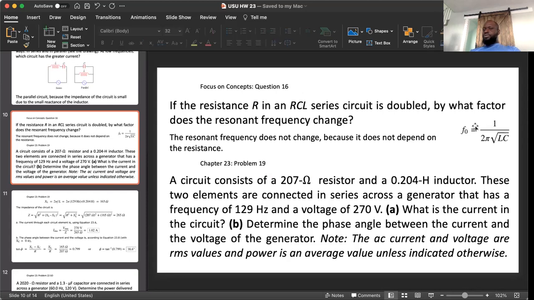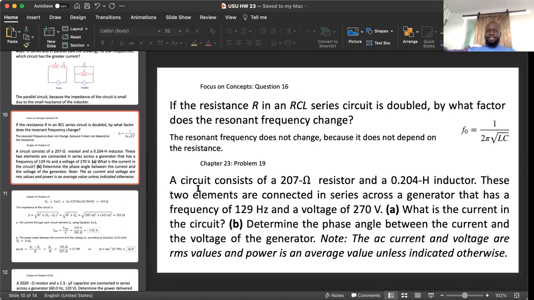So remember, when you equate 2 pi FL equals 1 over 2 pi FC, you're going to get the resonant frequency from that calculation. Solve for F, you get F squared. When you solve for F, you're going to get F as 1 over 2 pi square root of LC. It doesn't depend on R. So the resonant frequency is independent of R.